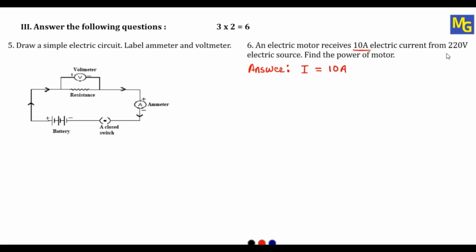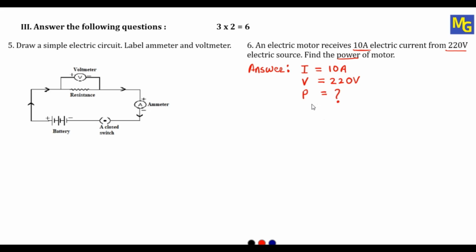Now what else do we have? Voltage, that is 220 volt. The voltage symbol is V, therefore V is equal to 220 volt. What do we have to find out? We have to find out power. The power symbol is P, so P is equal to question mark. This we have to find out.